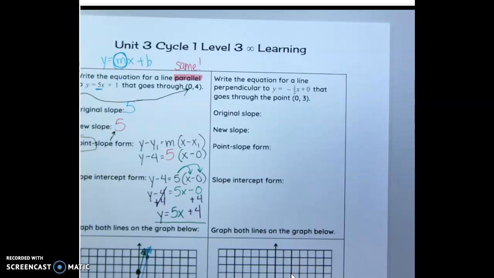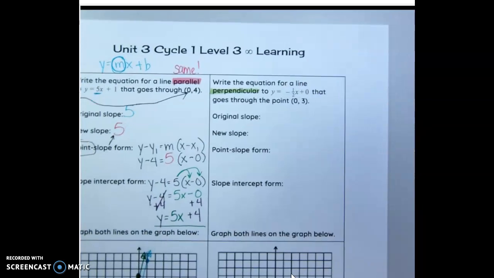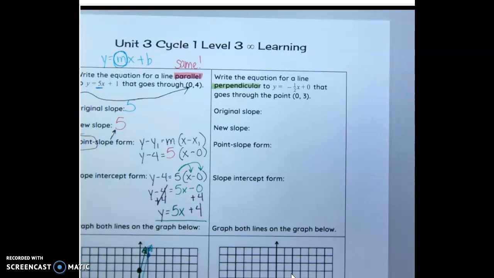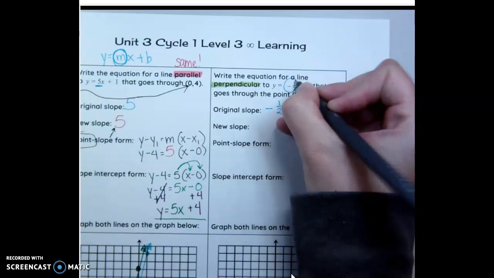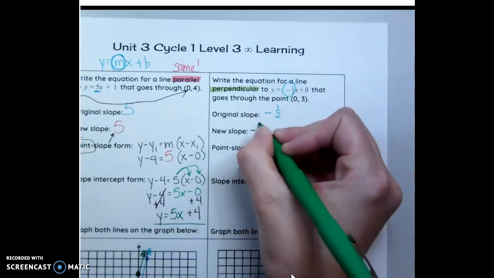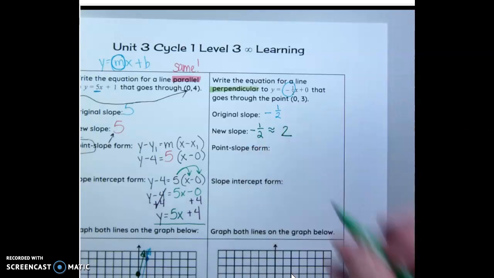These are perpendicular. Perpendicular means they cross at right angles and they have opposite slope. Perpendicular to y equals 1/2 plus 0. I'm sorry, negative 1/2 plus 0. So my original slope is negative 1/2, right there. My new slope is going to be the opposite of that. So the opposite of negative 1/2 is positive 2.